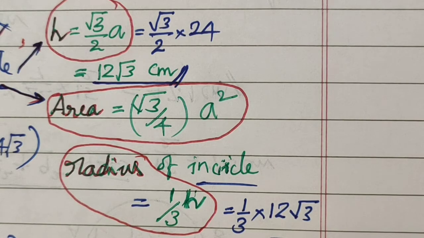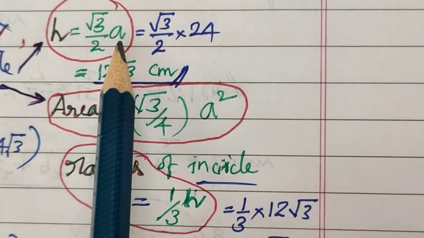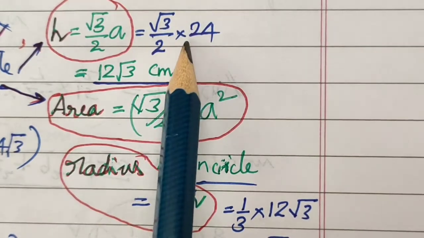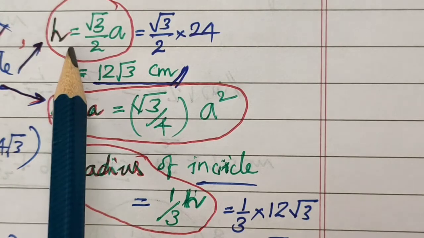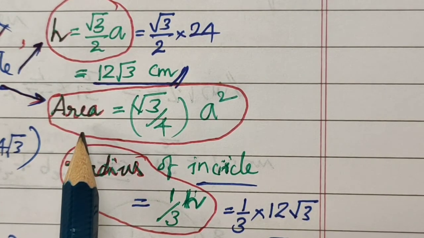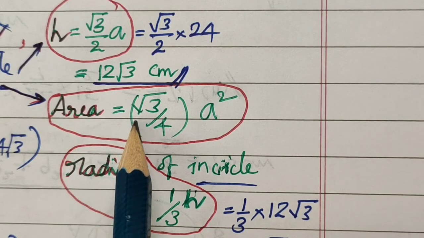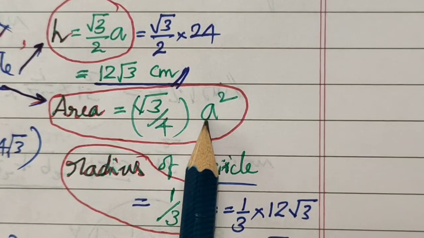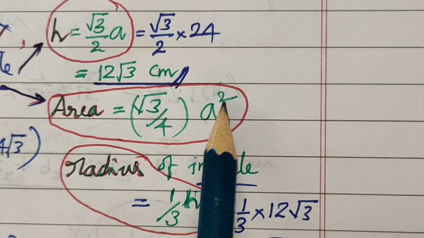We know that for an equilateral triangle, the height is equal to root 3 by 2 of a side. Root 3 by 2 of the side 24 comes to 12 root 3 centimeters. This is the height of the triangle. The area of an equilateral triangle is given by root 3 by 4 times a square, where a is the side of the triangle. Then root 3 by 4 into 24 square.